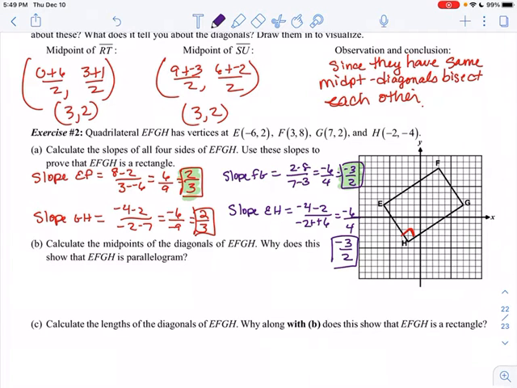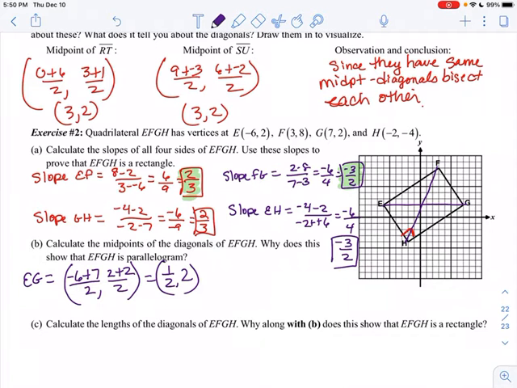All right, let's calculate the midpoint of the diagonals. Why does this show that EFGH is a parallelogram? So again, the midpoint of the diagonal. So I'm going to find the midpoint of EG and the midpoint of FH. So I got EG. I'm going to add the x's, negative 6 plus 7 divided by 2. And I'm going to add the y's, 2 plus 2 divided by 2. And that gives me 1/2 and 2.